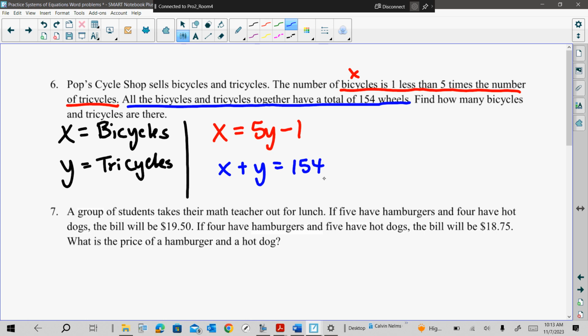Wait, technically, a bicycle has two or three wheels. Wouldn't you have to factor that in? No. Wouldn't it be, oh, two, yeah, 2x and then 3y? Yes, for the second equation, but not necessarily the first. Because the first is just the total. It's not talking about the wheels. Okay.